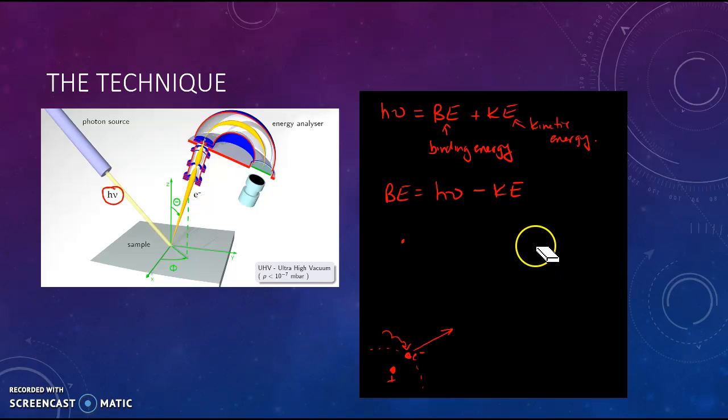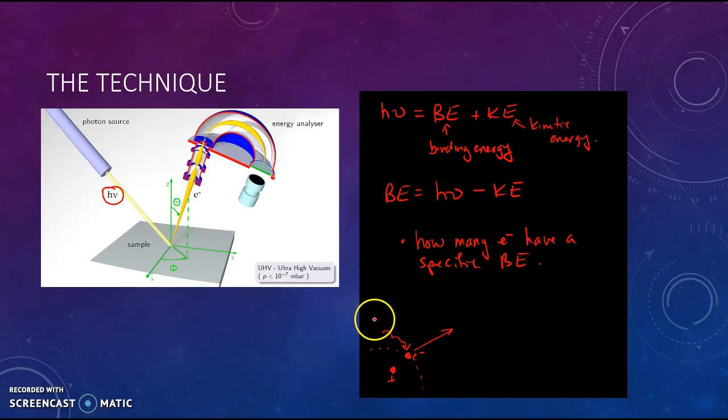All right, so what we can do is determine, let's just go ahead and say this: how many electrons have a specific binding energy? And looking back at the shell model, this can tell us something, right?